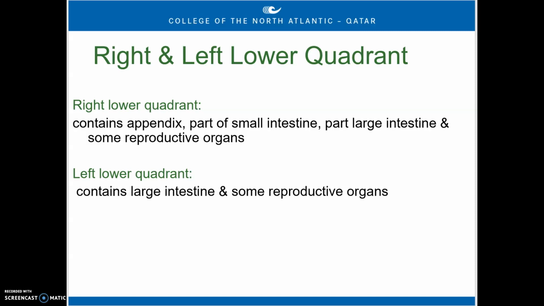Now, the lower left quadrant is going to contain mostly the large intestine and, again, some of the reproductive organs. So that's how anatomists divide up the abdominal cavity or the abdominal region to give each other ideas about what structures are located in each one.